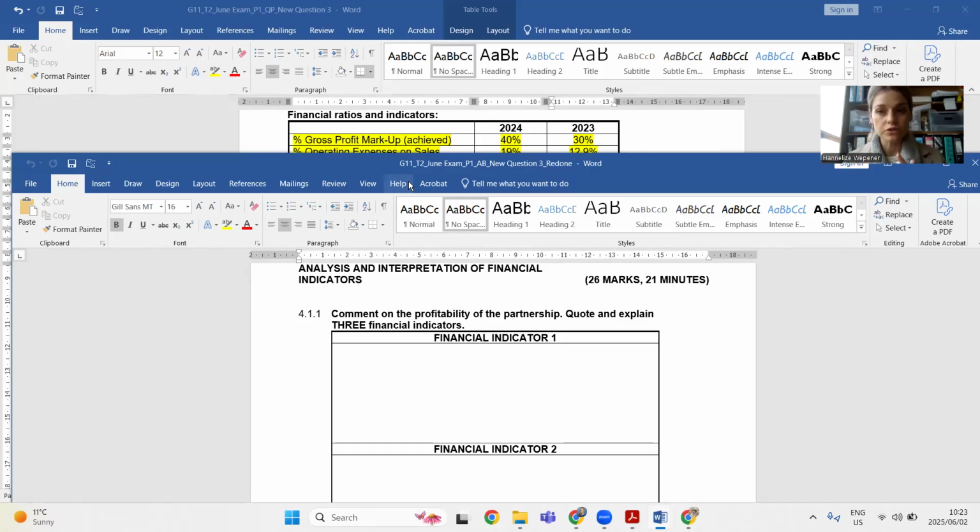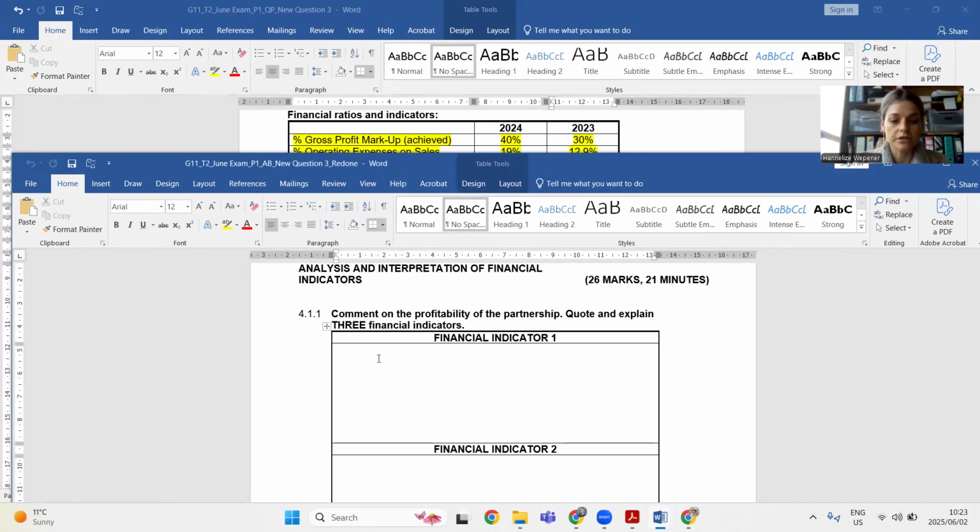Remember, we said that the first thing we are going to do is compare the prior year to the current financial year. So we are going to say that the gross profit markup increased from 30%. Remember, we said we must show the figures and also include the year. So from 30% to 40% in the current financial year, that is 2024. So that's your first thing that you are going to say.